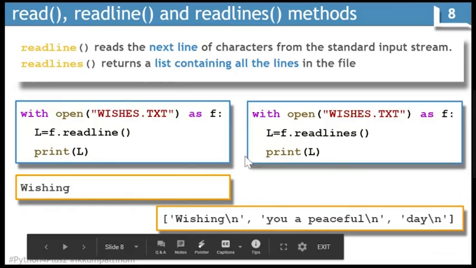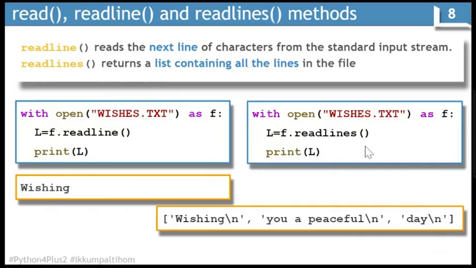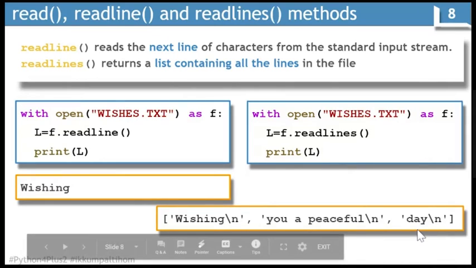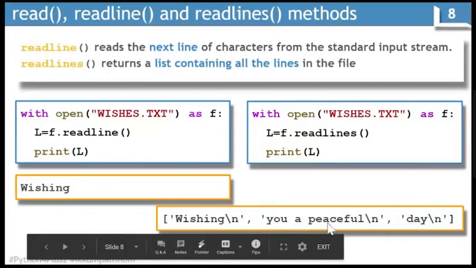In the second case, instead of using readline, if you try using readlines, it is going to extract the entire content, but the entire content will not be extracted as a string, it is going to be extracted as a list of strings. So you can see here the same content which you saw with read, "wishing you a peaceful day". Now this time it is going to be enclosed inside square braces, and you will be having each string with the entire content along with newline characters.